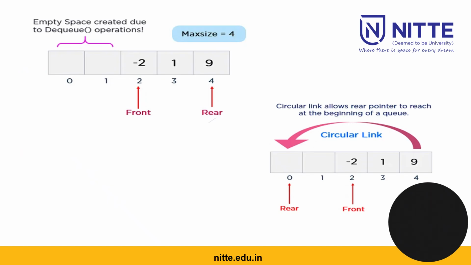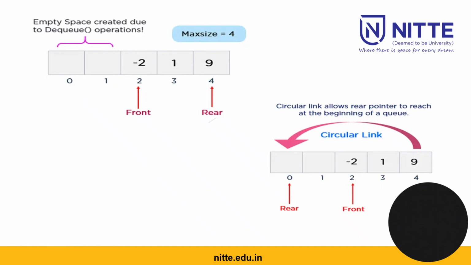You can see here, this is empty space created due to the dequeue operation. Since we have done the dequeue operation at the front end, that is 0 and 1, now this has become what here? Empty, wasted space. But here what I will do, I will connect these. So here -2 is there, 1 is here and 9 is here.